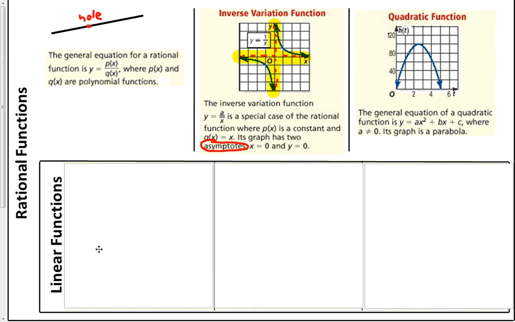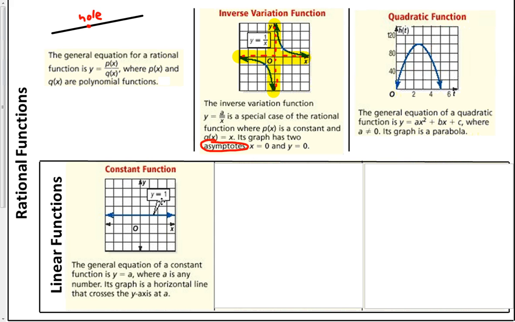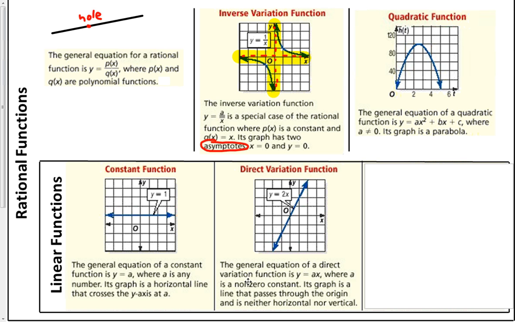Now, moving into specifically linear functions, first example is a constant. Y equals some number, and that's how it's going to be a flat horizontal line. Another one, a little more interesting, is the direct variation function. This is just a typical line, y equals ax, where a can be any number, anything that's not 0. However, it does always pass through the origin.